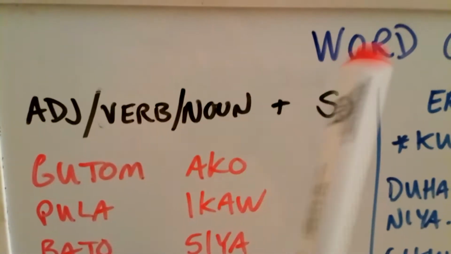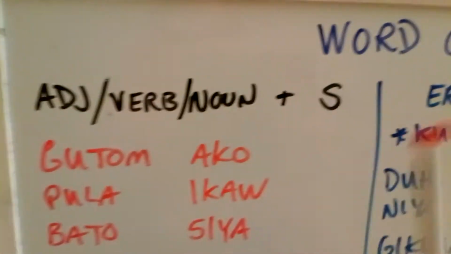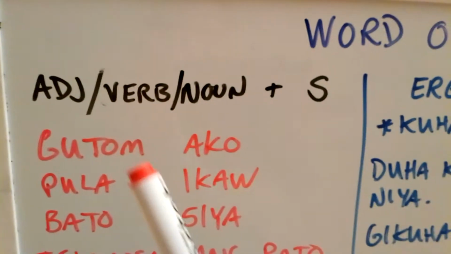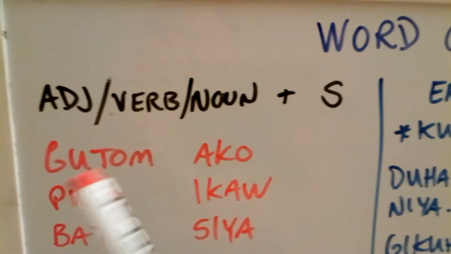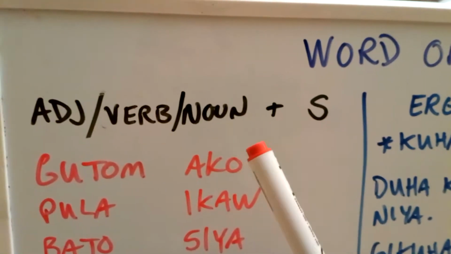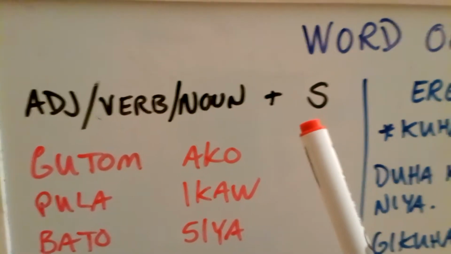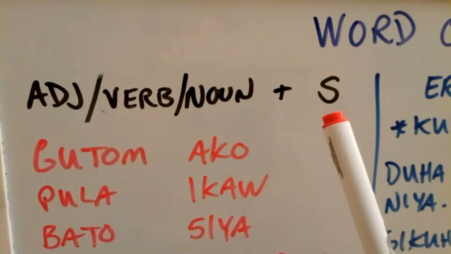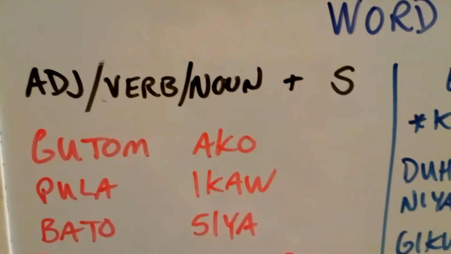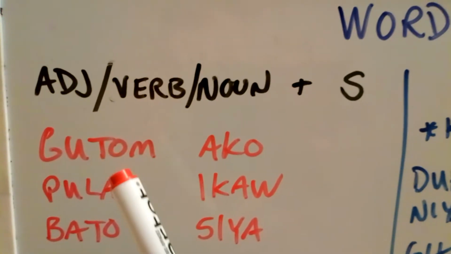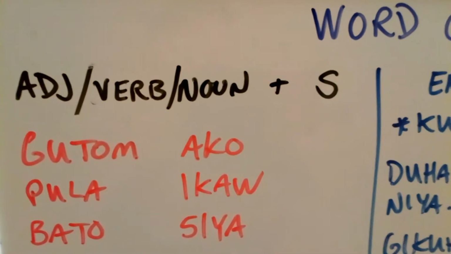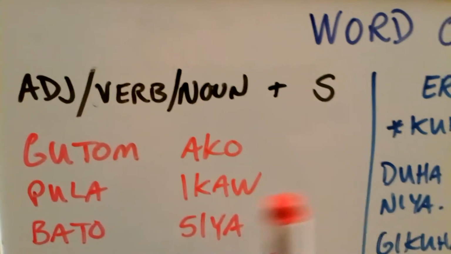But if you want to make a simple word order or just a simple sentence that has a subject and a verb, you're just gonna have whatever adjective, verb, noun you want, plus whatever subject we're talking about, our focus, and then it's most likely going to be in the absolutive case, okay? So here's an example of a verb. Gutom ako, I am hungry. If you translate this in English, it's I am hungry.